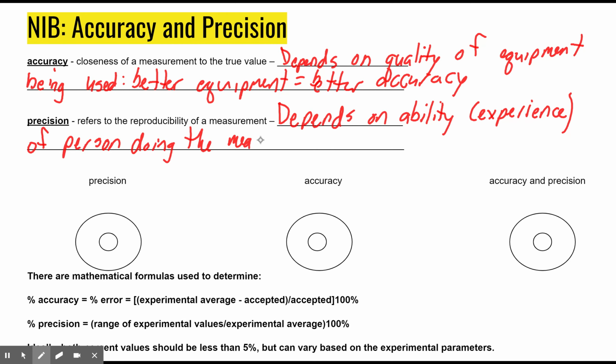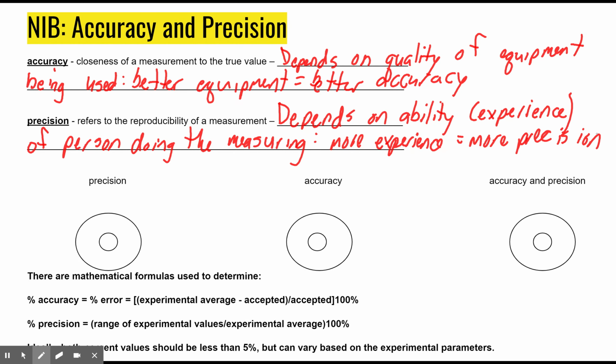So all this is saying, the more experience that you get, the more precise you will be. I'll give you a visual representation for this too.